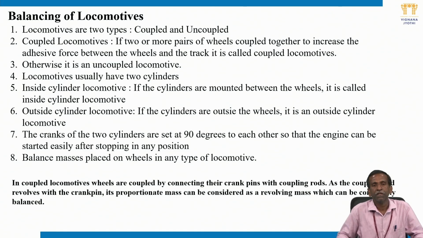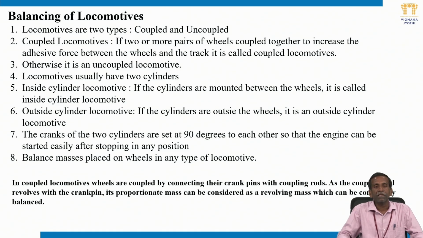Locomotives, basically there are two types, coupled and uncoupled. Coupled in the sense that two or more wheels are coupled together. The reason is to increase adhesive force between the wheels and track. These types of locomotives are called coupled locomotives. Otherwise, if there is no coupling of wheels, then it is an uncoupled locomotive.